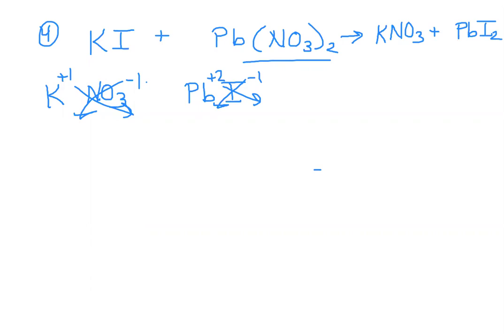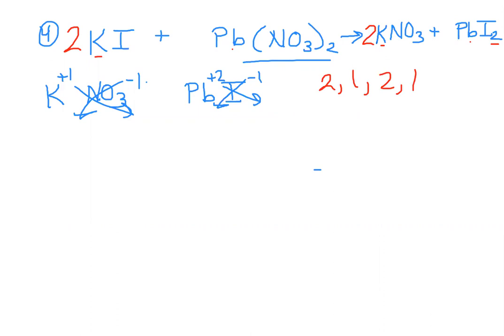So now we've got to balance this. Okay, 1 potassium, 1 potassium. 1 iodine, oh, we got 2 iodines over here. So I'm gonna put a 2 here, which gave me 2 potassium. So I'm gonna put a 2 here, which gave me 2 nitrates, which we already have 2, and we have 1 Pb and 1 Pb. So everything is balanced and our coefficients are 2, 1, 2, 1.